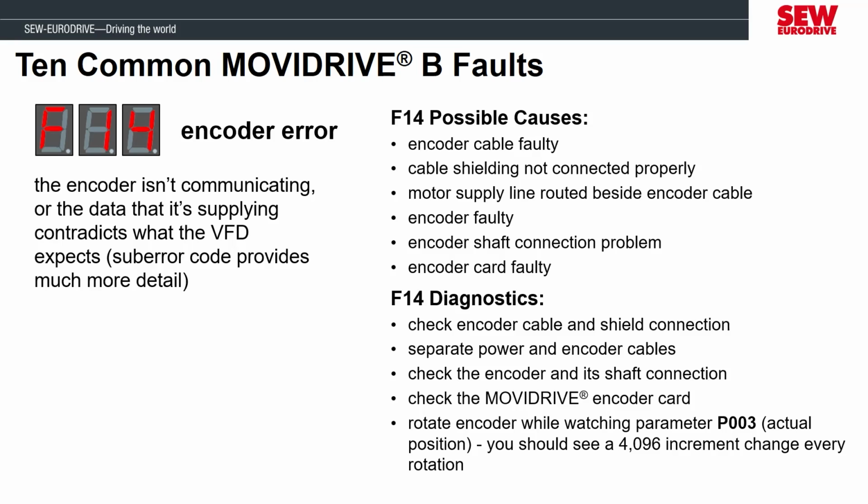You should see the position change by 4,096 increments for every rotation of the shaft, either in a positive or negative direction. If you aren't seeing the correct number of pulses, then you can replace the encoder or the encoder card of the MOVIDRIVE. If you do have to remove the encoder for troubleshooting, you will need to reference the motor after you've reinstalled it.